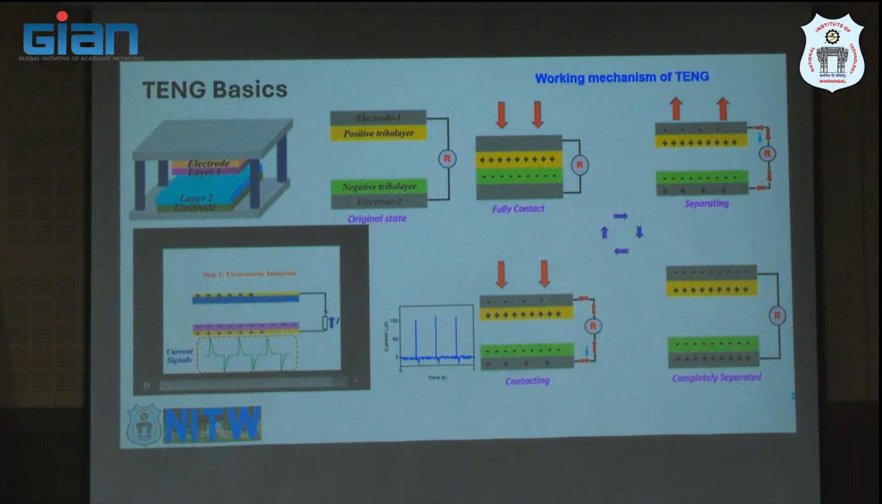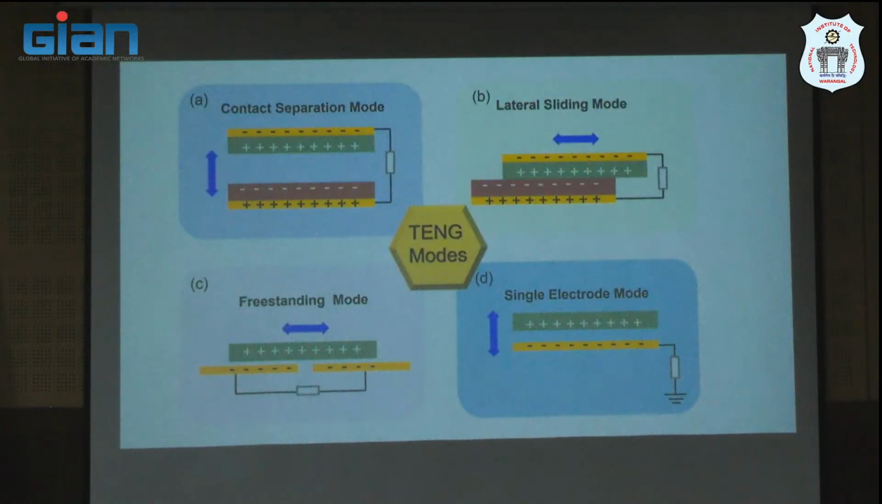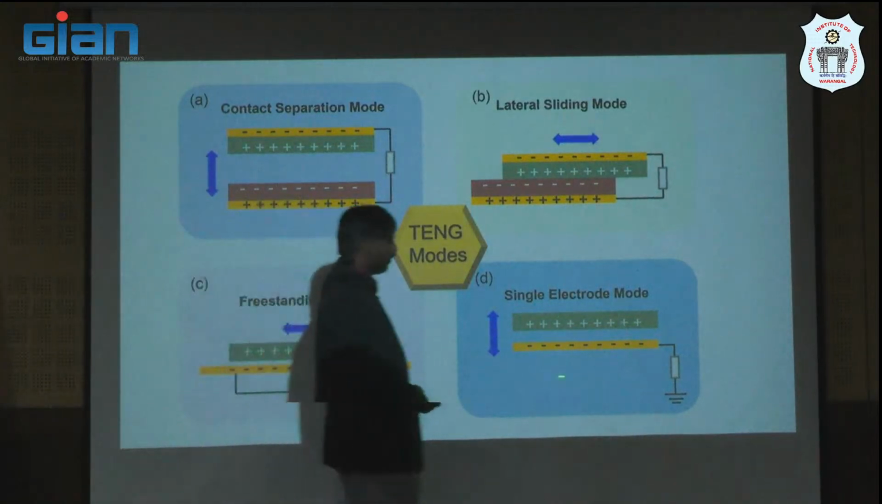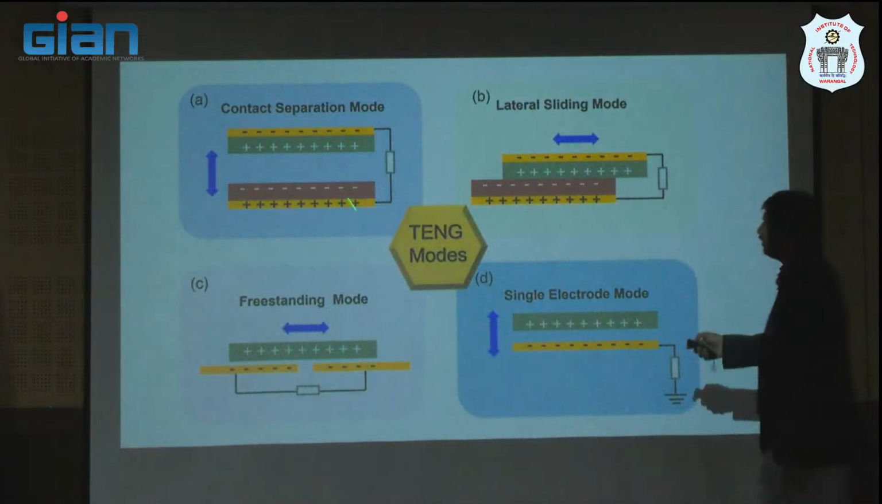This is one mode of operation. This is called vertical contact separation mode. We do have other modes like lateral sliding, where your two friction layers will move like this, instead of like this. Sometimes you can also have a rotational mode, where two layers will be rotating like this. And the last one is the single electrode mode. This is the most useful thing. These two are the most useful modes for the TENG.